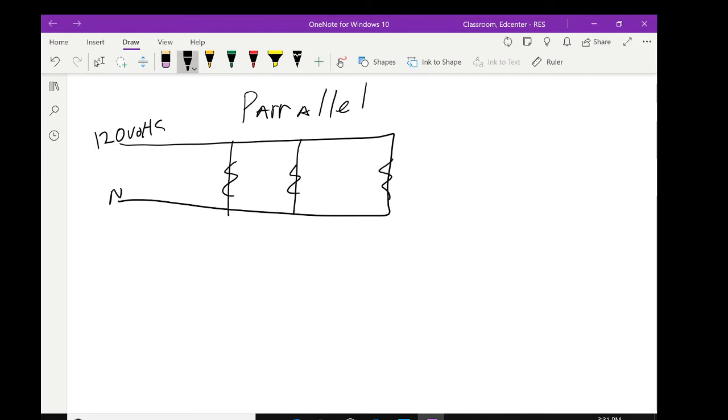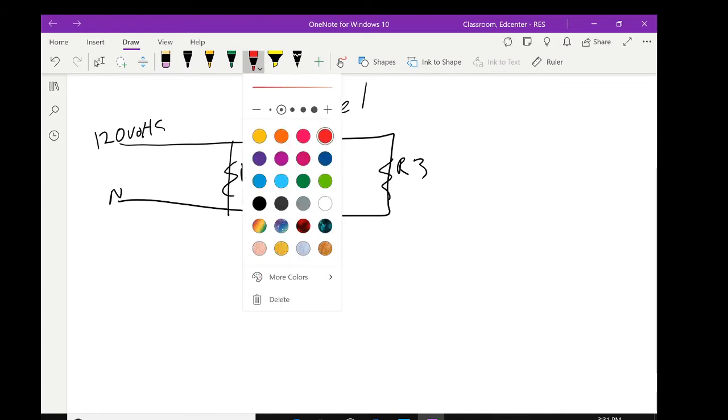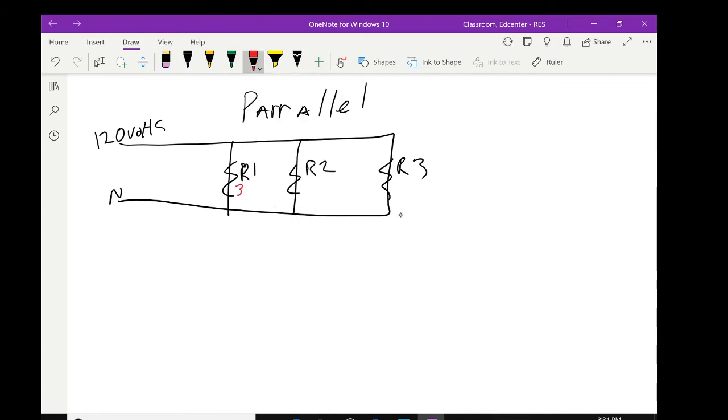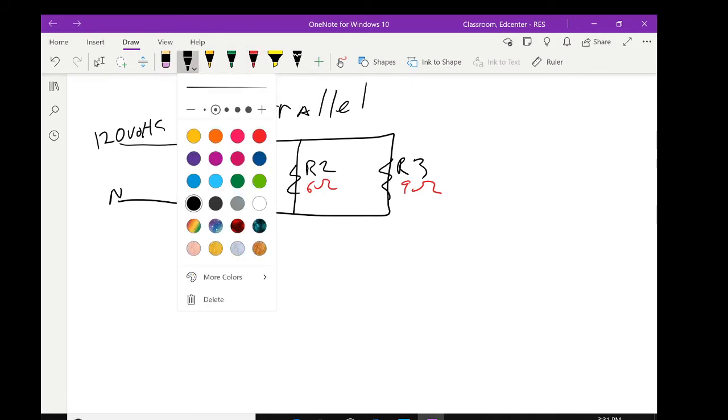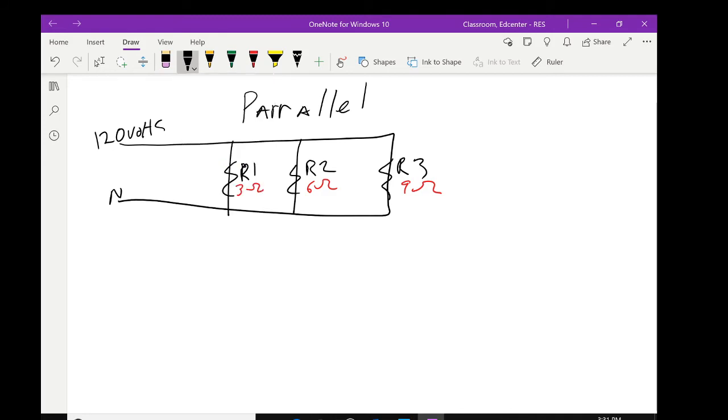And say in our house, this might be 3 receptacles, because you've got 120 on one side and 0 on the other. Here again, this is R1, R2, and R3. And then our ohms would be 3, 6, and 9. Here again, we also have laws on it, but they're opposite laws. They're different than they were on series, because this is parallel.